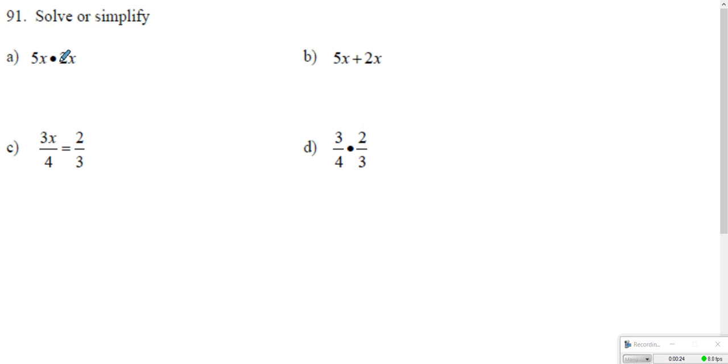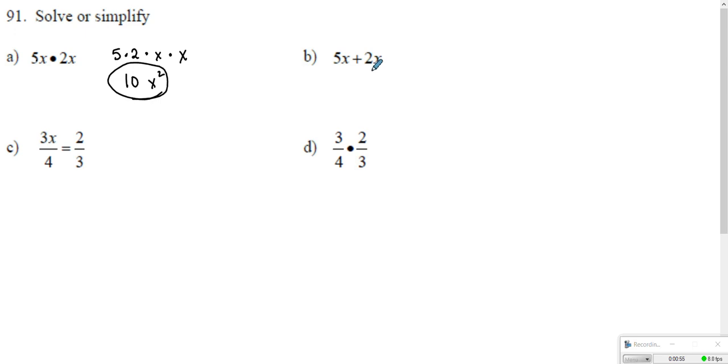When you multiply, it doesn't matter what order you multiply in. So 5 times x times 2 times x would be the same thing as 5 times 2 times x times x. Multiplication does not matter the order you multiply in. You're going to get the same thing no matter what order you multiply. So if I multiply in this order, I can actually get some numbers here because the 5 times 2 is 10. The x times x is x squared. So I get 10x squared. 5x times 2x is 10x squared.